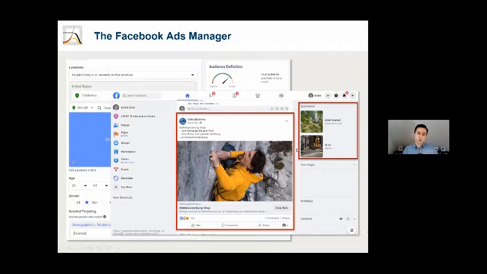But in theory, as Instagram belongs to Facebook, you could also show your ads on Instagram. But so far, I'm not aware that many people have actually done that in research. Typically, the focus is on Facebook users, not so much on Instagram users.